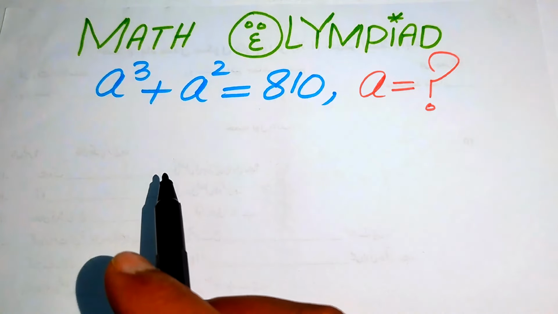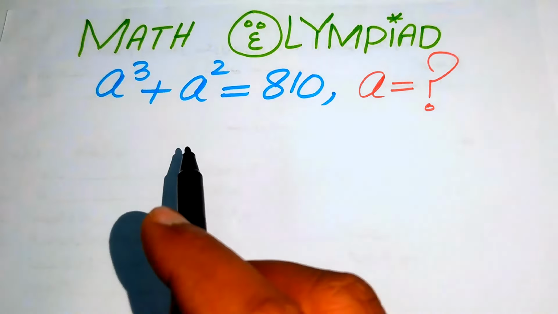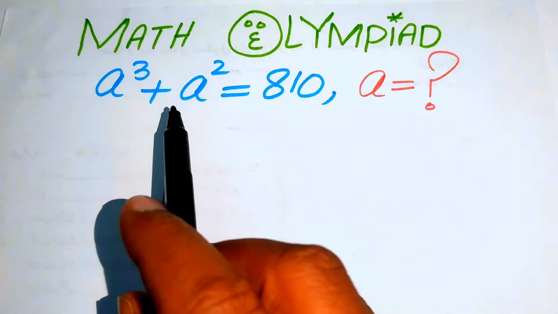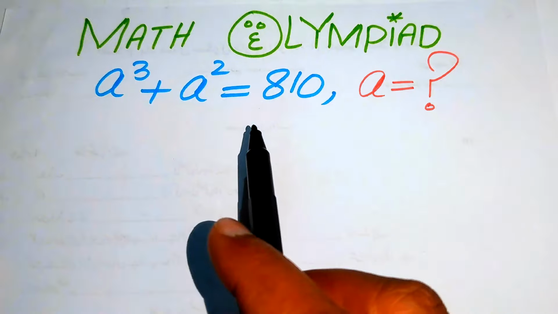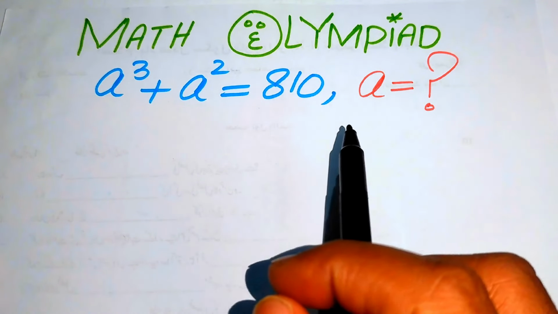In this video, we are going to solve this nice math Olympiad algebra problem. Here we have a cubed plus a squared equals 810, and we find the value of a.